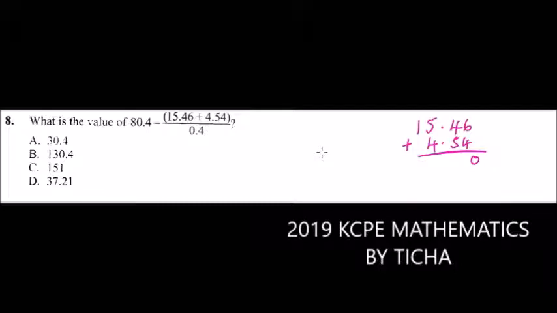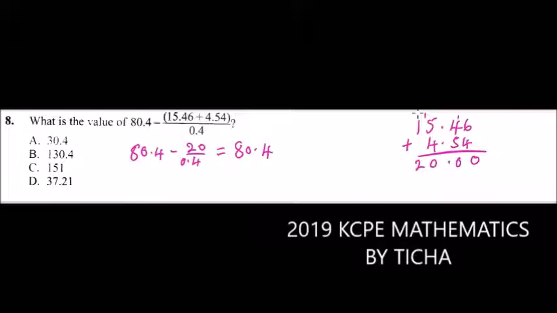So when you add these two, you get 0. That is 6 plus 4 is 10. Carry 1. So here we have 5 plus 1, plus 4 is 10. You carry 1. So here we have 5 plus 1 is 6 plus 4 is 10. You carry 1, and here it will be 1 plus 1, so it is 20. So this means that your next step should be 80.4 minus 20 divided by 0.4, so that you remove the decimal point in the numerator.